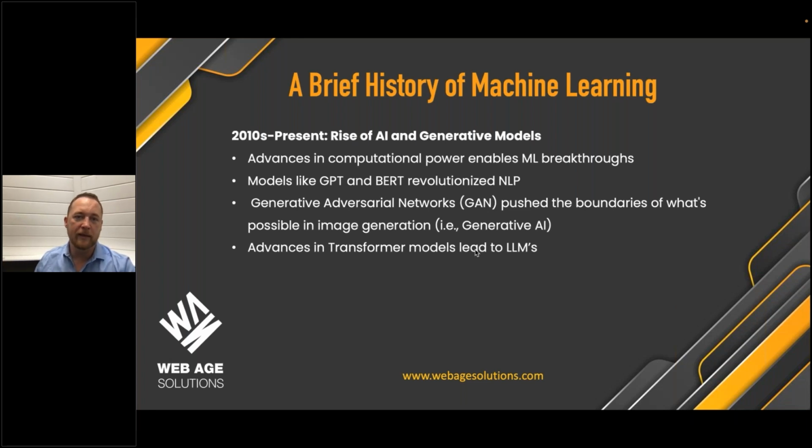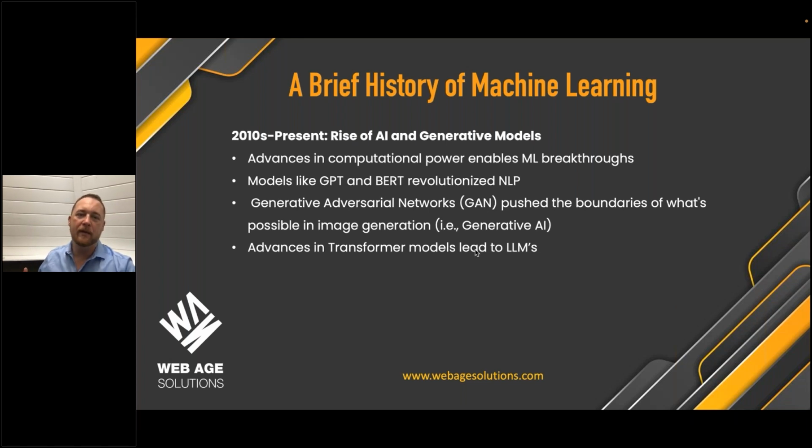Also in the 2010s, models like BERT and ELMo revolutionized natural language processing, or NLP. And then in the late 2010s and going into the 2020s, we started to see GPT-1, 2, 3, 3.5, now 4, along with all of the other transformer-based models. This all got kicked off in about 2017, 2018.